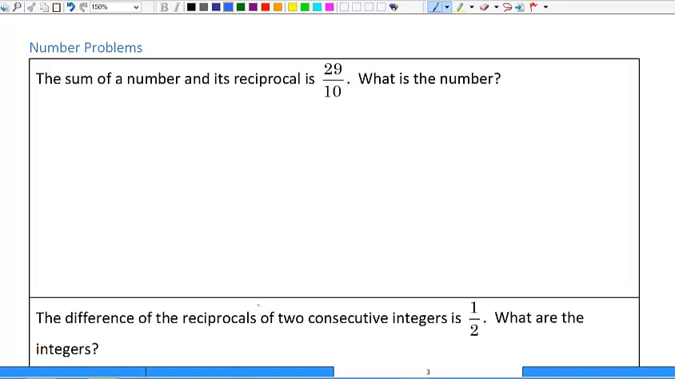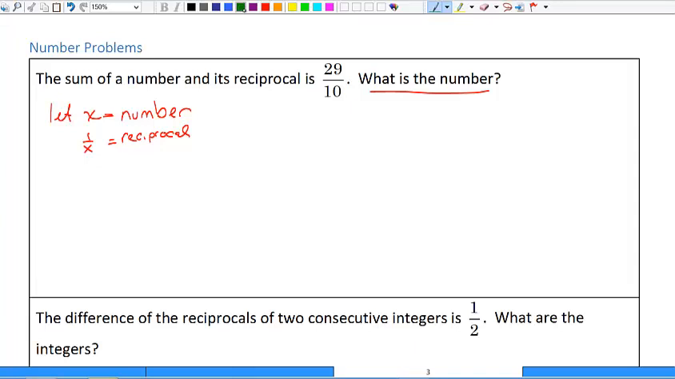On our first word problem, it says the sum of a number and its reciprocal is 29/10. What is the number? So I'm going to first let x be equal to my unknown number that I don't know what it is. Usually in the question or directive, it tells you what you're looking for. I'm looking for a number. Then it also mentions a reciprocal. But like we just reminded you, the reciprocal of your number is going to be 1 over x. So this is step 1, define your variables.